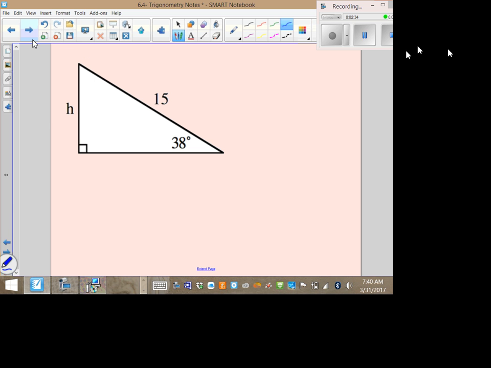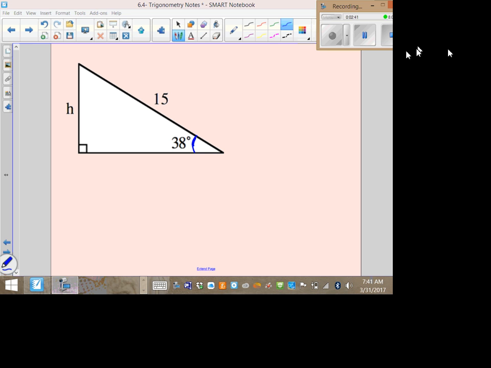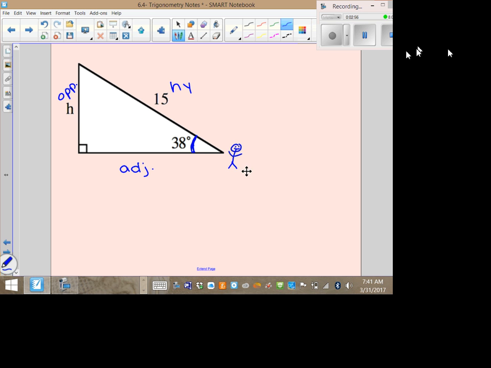All right, let's solve for H. So if we're standing here on the 38, some of you learned to draw your little people there. Then this is our adjacent. This is our opposite. And 15 here is our hypotenuse. So I'm going to write out SOHCAHTOA. All right, so I'm looking for my opposite, so I'm going to underline my opposite.